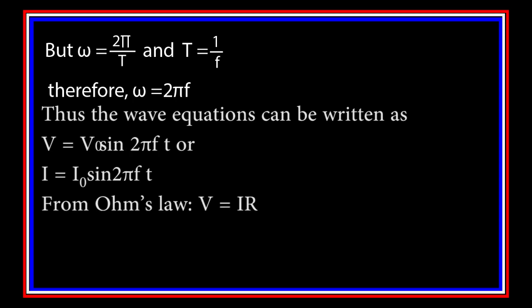From Ohm's law, V is equal to IR, implying that R is equal to VRMS over IRMS.